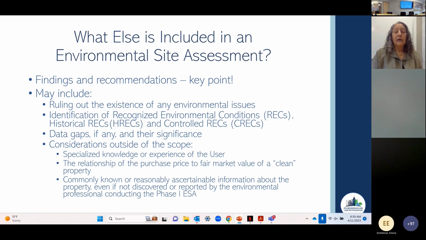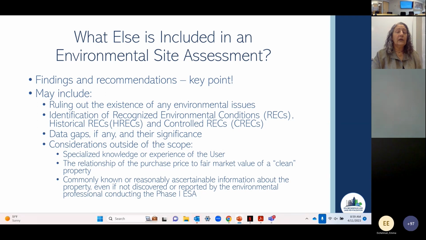A controlled REC is an environmental condition that was present and is still present at some level, but is controlled either through engineering or institutional controls. So if there had been an area that was known to have been a surface impoundment of some sort and it was closed and capped, that would be a controlled REC. Didn't remove the contamination, it's still there, but it's controlled.